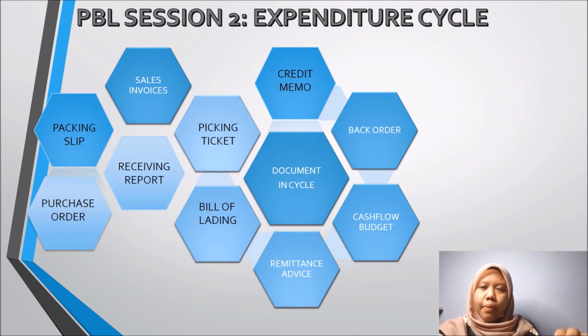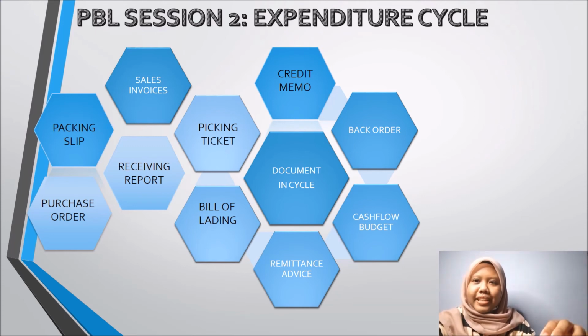Here, I will describe the documents in this cycle. Firstly is a purchase order. Purchase order is a document that formally requests a supplier to sell and deliver specified products at designated prices. It is also a promise to pay and becomes a contract once the supplier accepts it. Secondly is a receiving report. Receiving report is a document that records details about each delivery, including the date received, shipper, supplier, and quantity received.